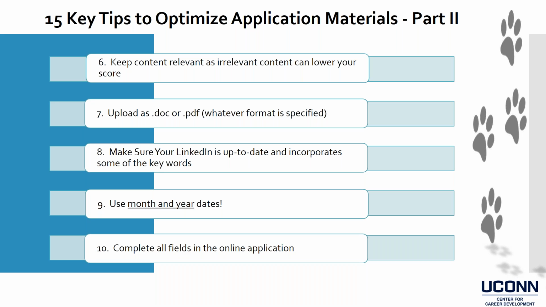And on your resume or CV, use month and year dates. This is the preferred format for most applicant tracking systems. So when you're putting the dates of your experiences or participation in things, you want to use the month and year dates. And then additionally, a lot of these systems have an online application where you are answering some additional questions, as we saw earlier in the slides. So you want to make sure you complete all fields in the online application.